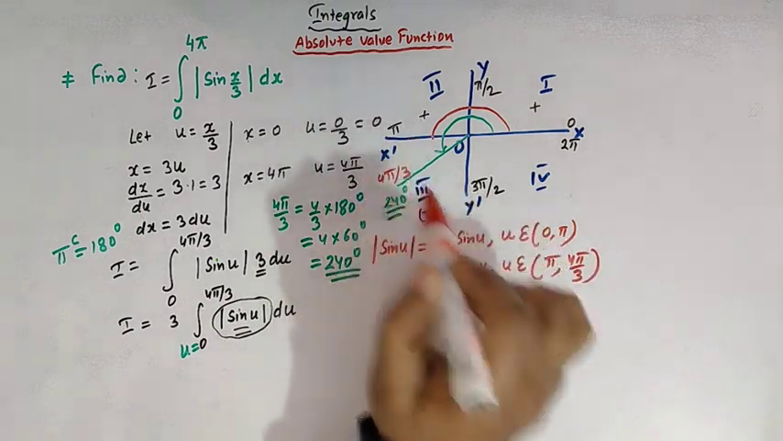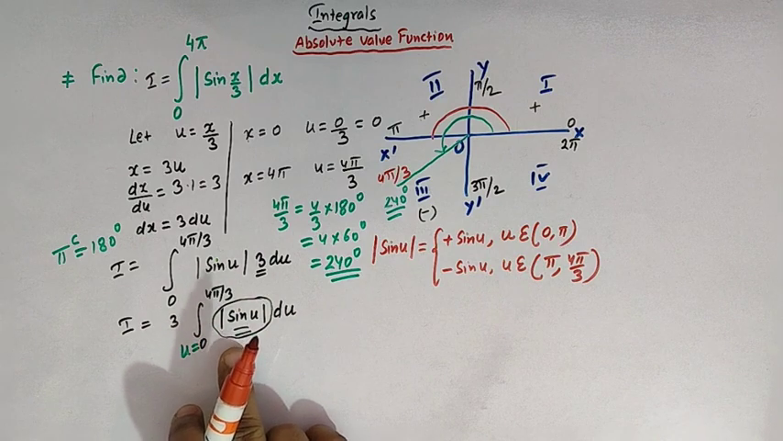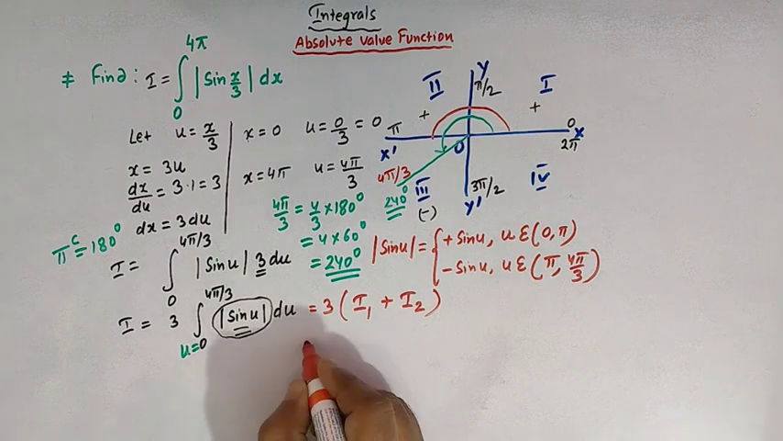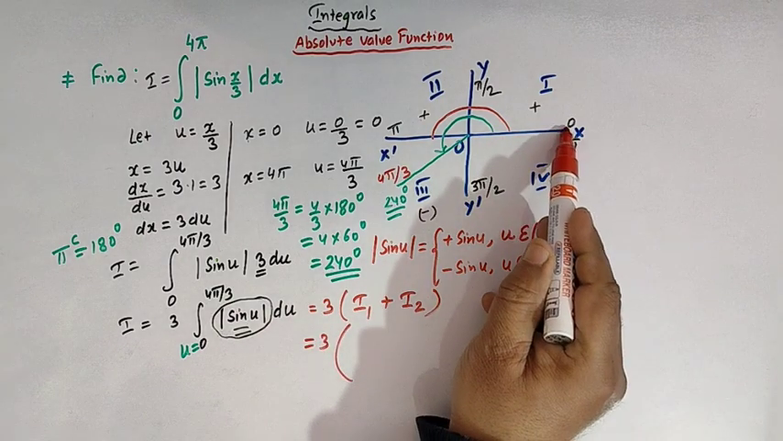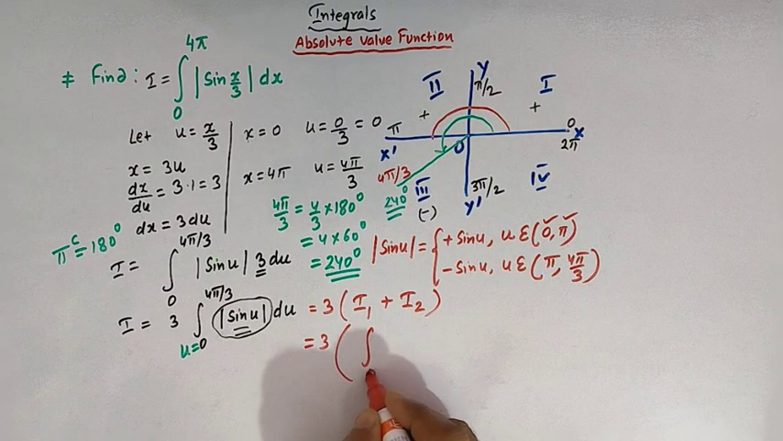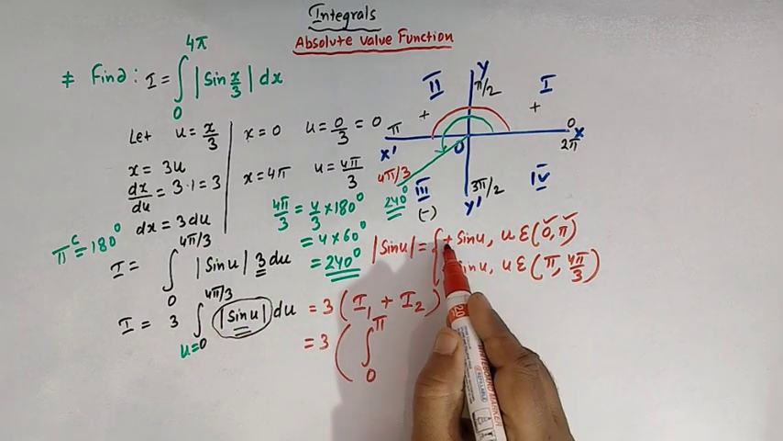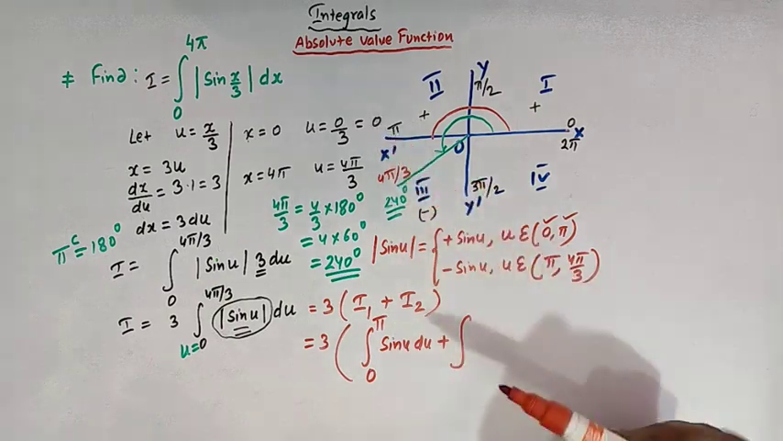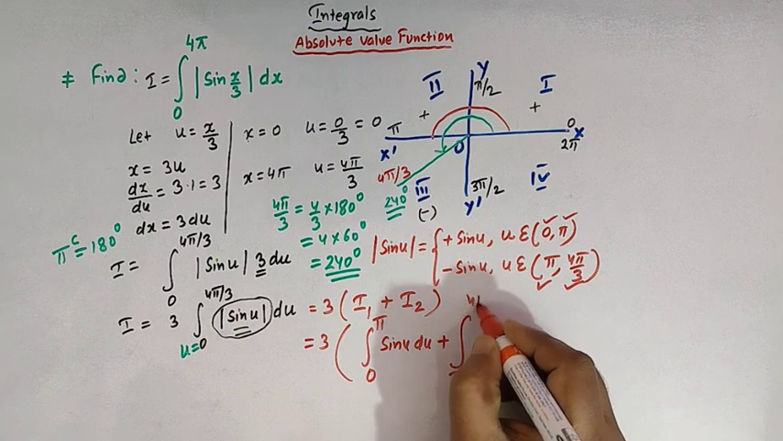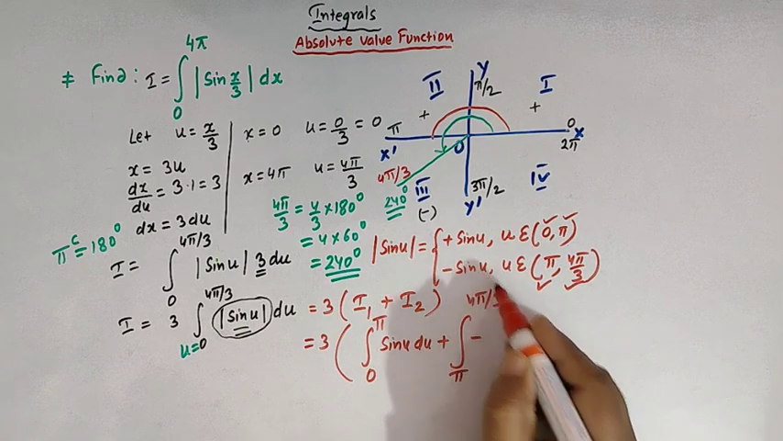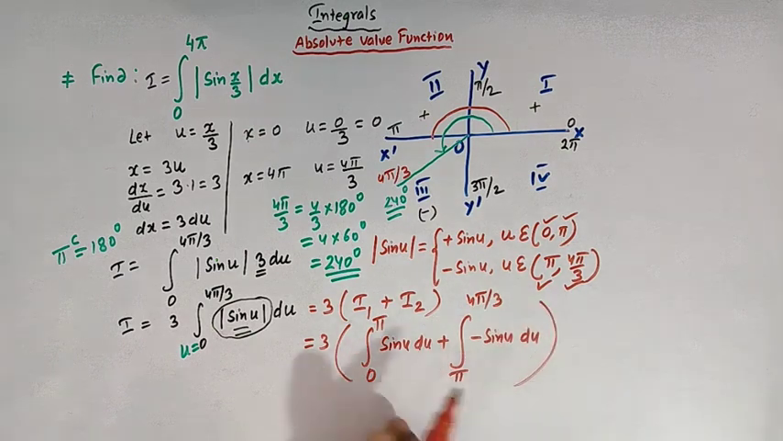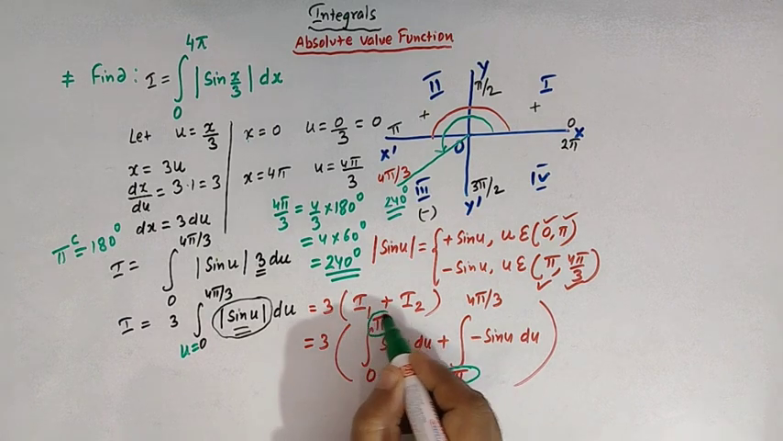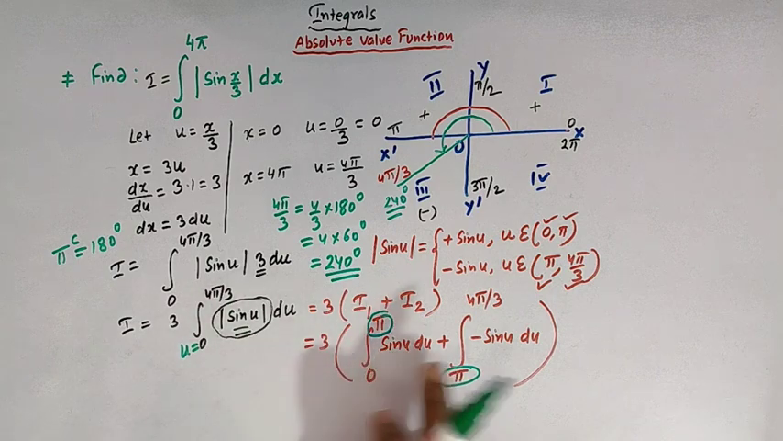So it implies that we have to split this integral as a sum of two integrals, right? So here we have 3. Now we can write two integrals, I1 and I2. So we have 3, and I1 goes from 0 to pi, and mod of sine u is plus sine u. So here we have sine u du, and the second integral is from pi to 4 pi by 3, and here we have negative of sine u, right? So now we have to evaluate these two simple integrals. This pi is the point where we have divided this integral as a sum of two integrals.